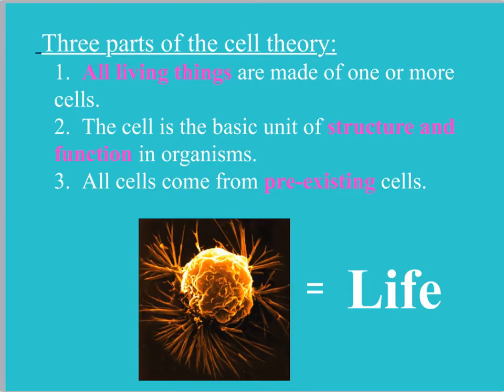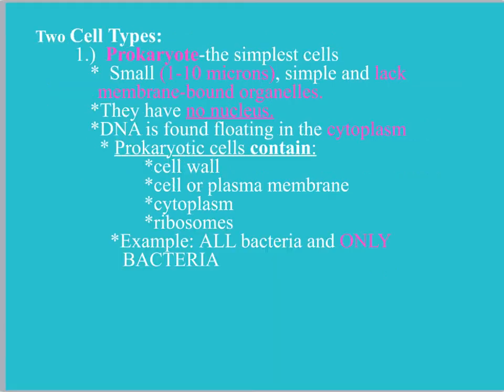So, the 3 parts of the cell theory. This is just a review from our first unit. Remember, all living things are made of one or more cells. The cell is the basic unit of structure, or shape, and function, that would be its job, in organisms. And of course, all cells come from already existing, pre-existing cells. So there are 2 main types of cells, prokaryotic and eukaryotic cells.